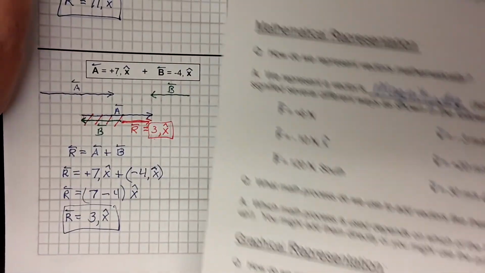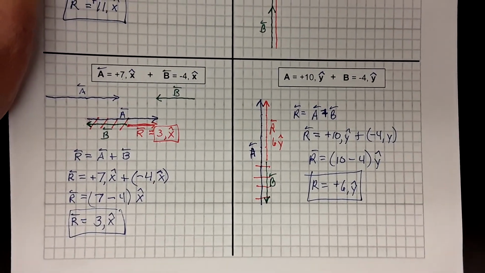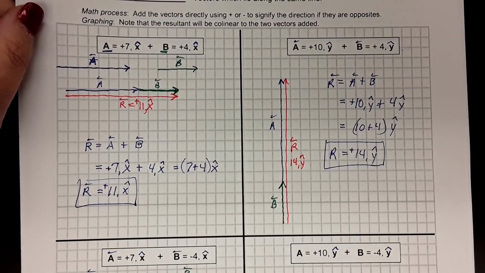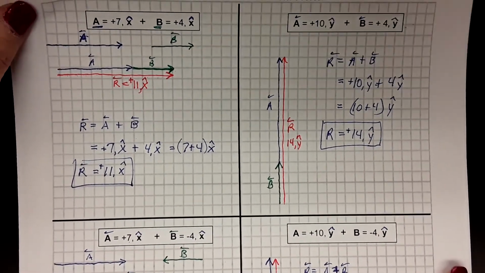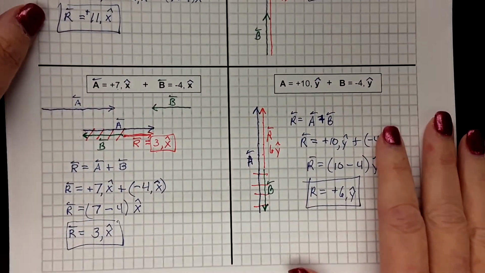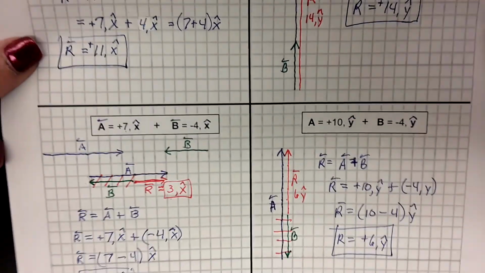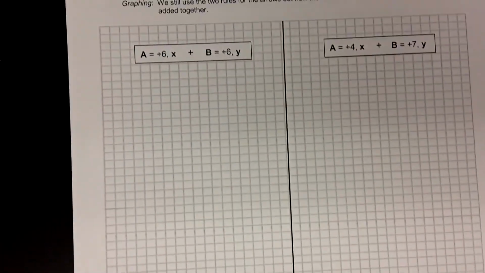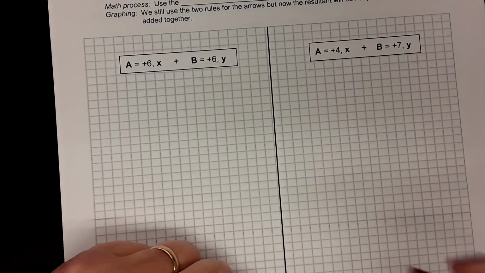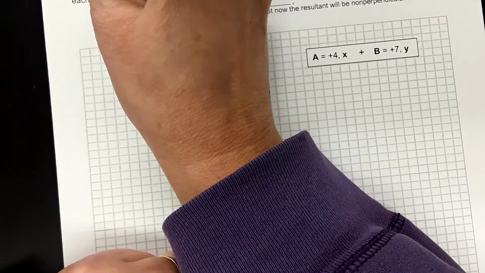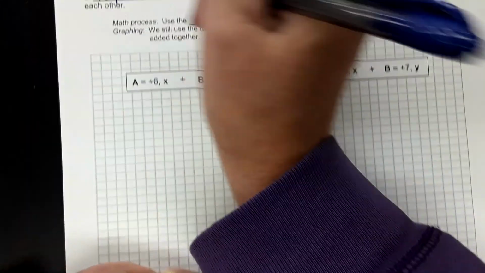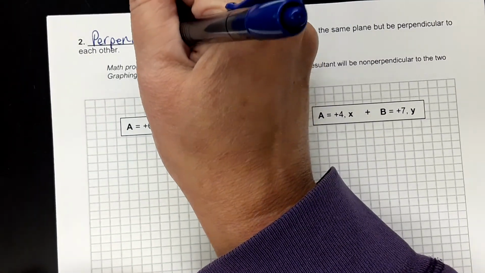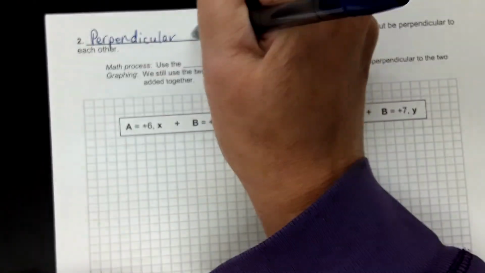Okay? We've also looked at collinear vectors. In fact, we did 4 examples using collinear vector addition. Okay? Today, we're going to step it up a bit. All right? Today, we're going to look at perpendicular vectors.